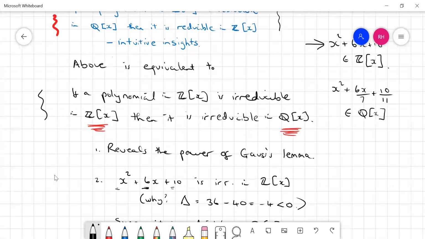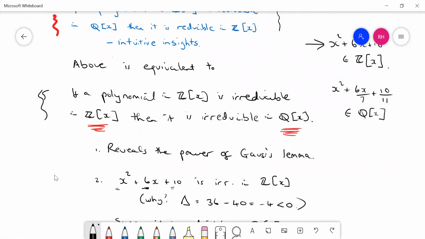But I think the main thing is to maybe think about it in these terms, because as I said, it's really how you're generally going to use it. Okay, that's all I wanted to say there on the insights.